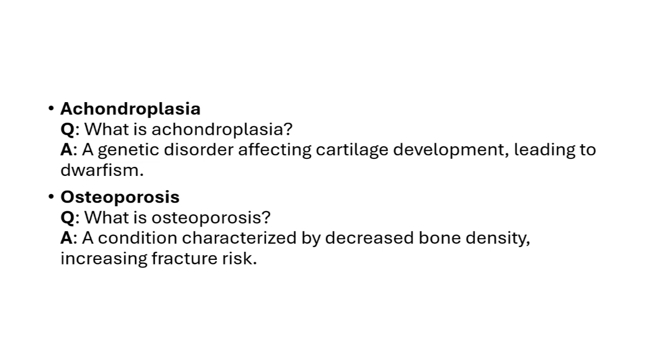So what is achondroplasia? It is a genetic disorder that affects cartilage development, leading to dwarfism. What is osteoporosis? It is a condition characterized by decreased bone density, increasing fracture risk.